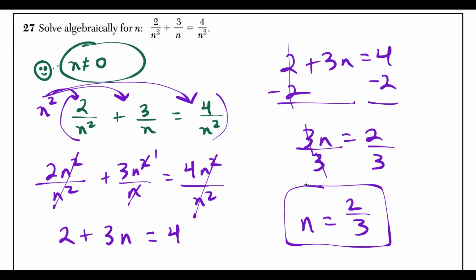Now, if you solve this any other way, one danger you could run into here is you may get n equals 0 as a solution, but I highly recommend that you plug this back into the equation just to make sure that you don't get something undefined for any of the expressions. But n equals 2/3, that's our answer to 27.